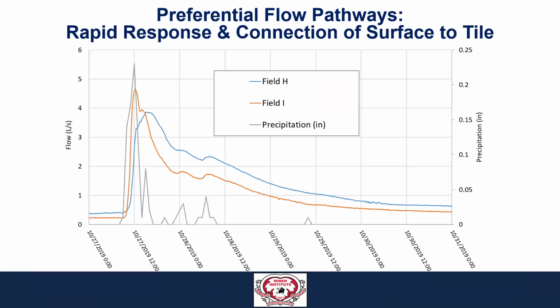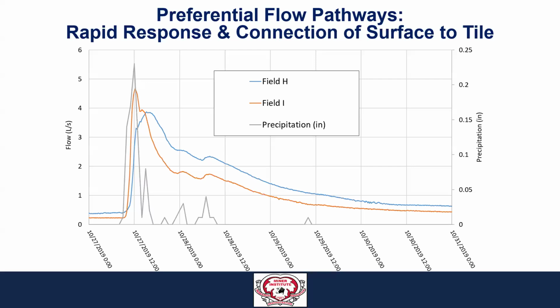All right, and so this is a couple hydrographs from 2 of our research fields that demonstrate this connection of the drainage water from the surface to the tiles. So we can see the flow in liters per second from these 2 fields. These 2 fields are both about 5-acre fields, so it's not scaled by area, but roughly 5-acre fields. So we have flow in liters per second over the course of a 3-day drainage event. And in gray here, we can see our precipitation spiking.